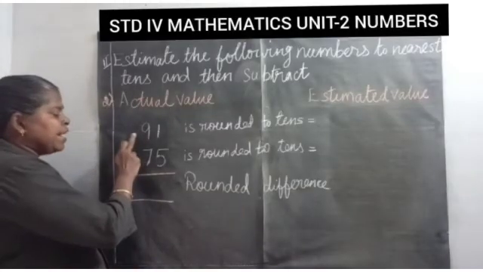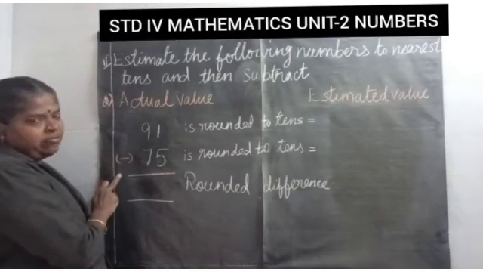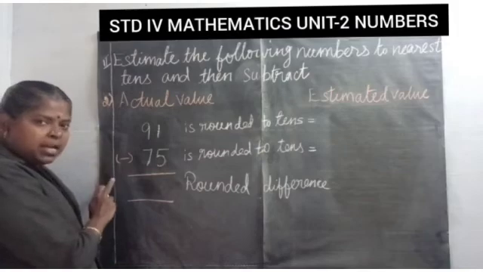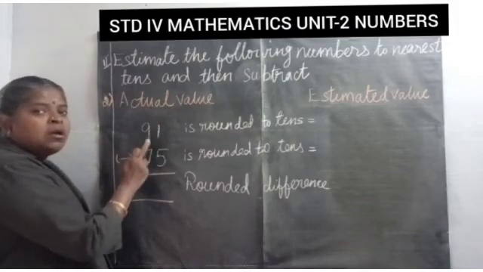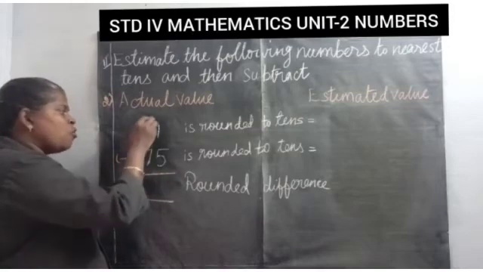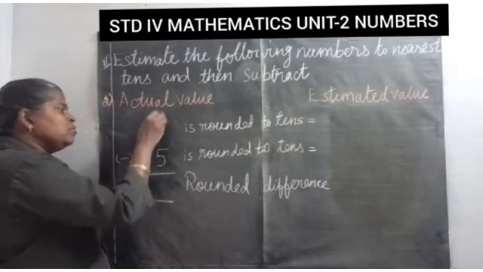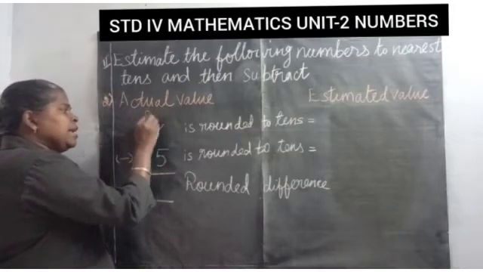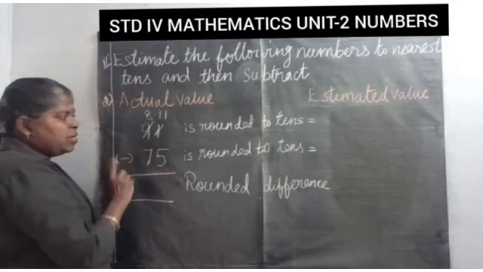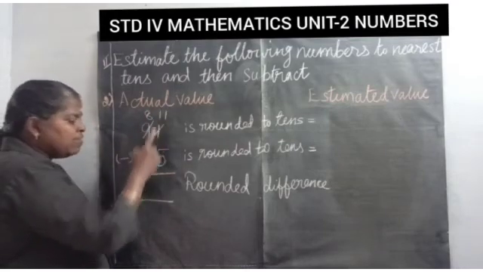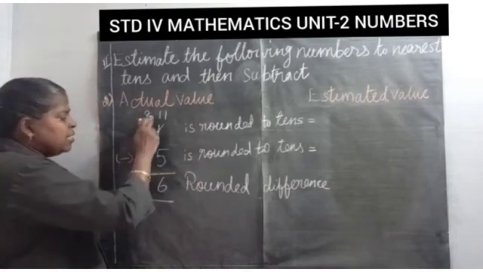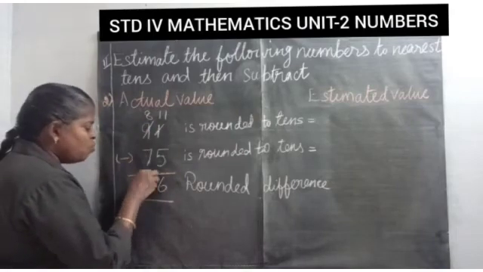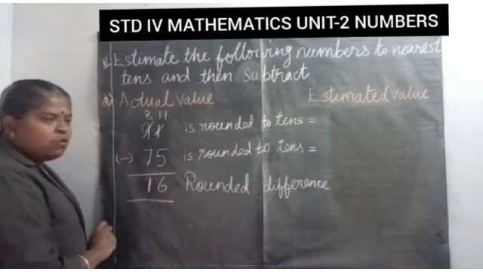Next one, 91 minus 75. 1 minus 5: 1 is less than 5, so we have to borrow from 9. Here it becomes 8 and 11. 11 minus 5 is 6. 8 minus 7 is 1.